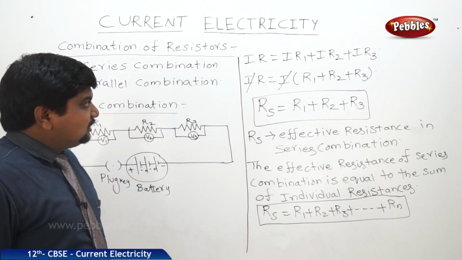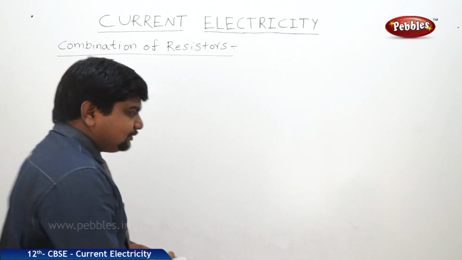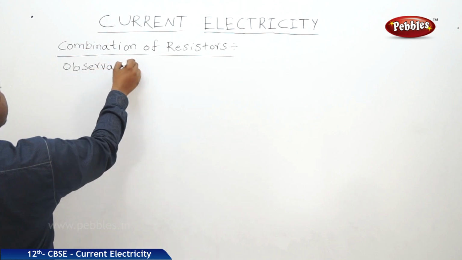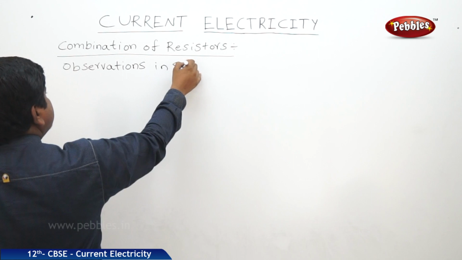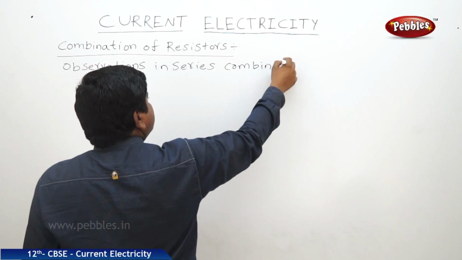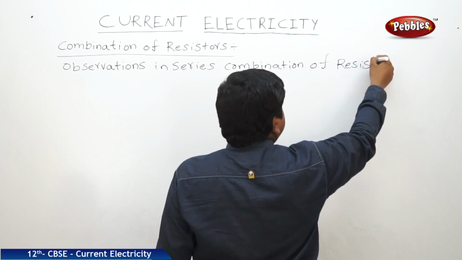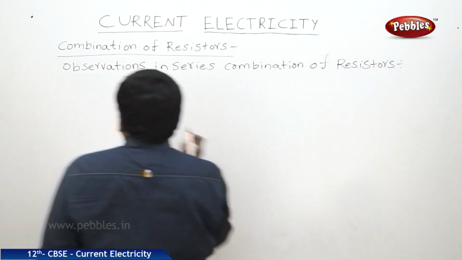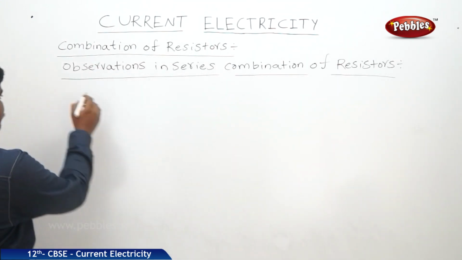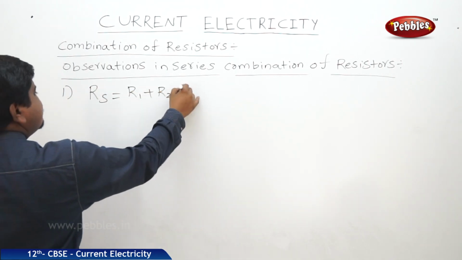Next we will see some observations in series combination of resistors. What is the first observation? Effective resistance is sum of individual resistors.